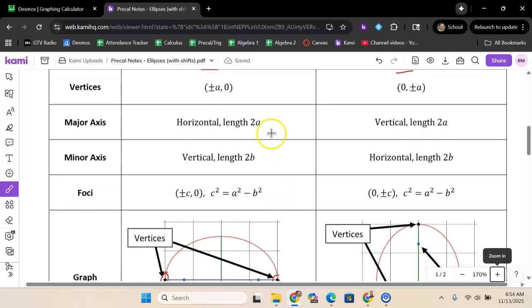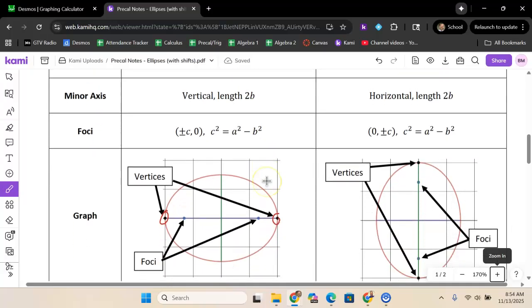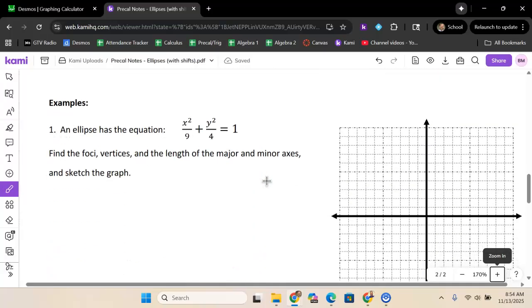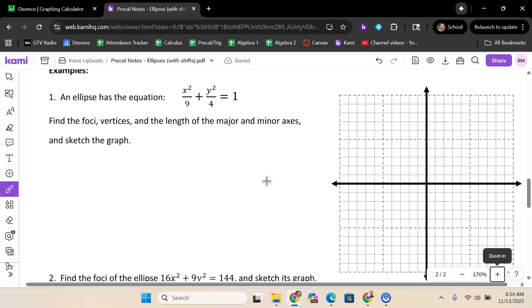So again, you're going to want to reference this sheet as you're going through it, but I'm going to go ahead and jump into an example here. Here's an equation of an ellipse. Find the foci, vertices, and length of major and minor axes, and then we're going to sketch the graph. I'm actually going to start with sketching the graph because I think that is the easiest thing to do.